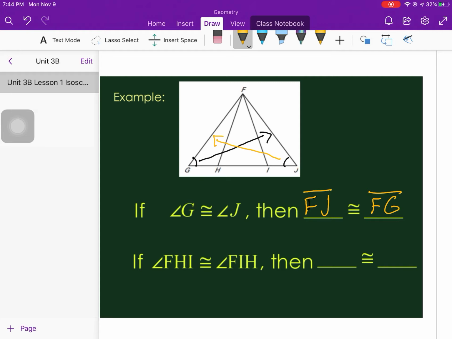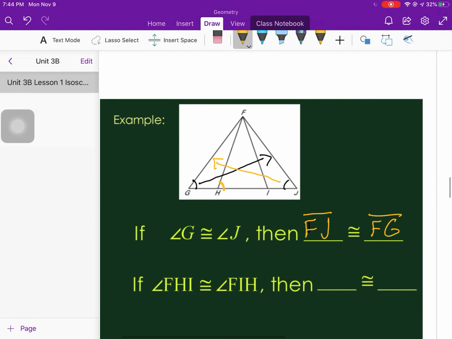Those are congruent. Then it says if FHI, so angle FHI, which is this one here, is congruent with FIH, this angle right here, now what sides are we looking at? So let me erase these. We would be looking at this side and this side. So that would be FH is congruent with FI.